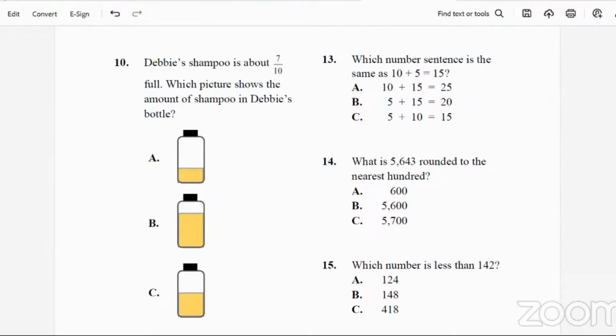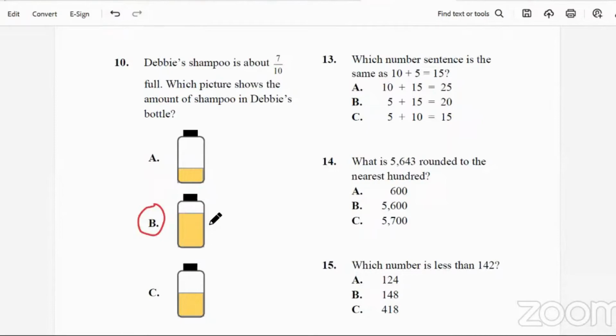So for question 10, Debbie's shampoo is about 7/10 full, right? 7 out of 10 parts full. Which picture shows the amount of shampoo in Debbie's bottle? Is it A, where the shampoo is almost at the bottom, B, where shampoo is almost full, or C, where it's pretty much halfway? All right, so which one shows about 7 out of 10? That means 7 out of 10 is past the halfway mark, okay? So I hope you guys too would be able to see that it's B. That's almost full, 7 out of 10 parts.